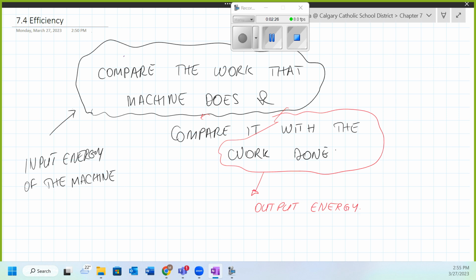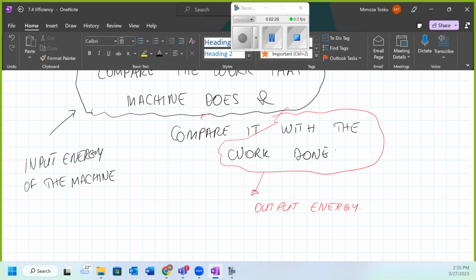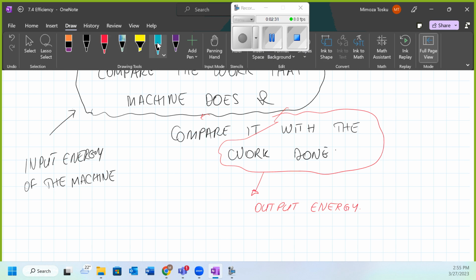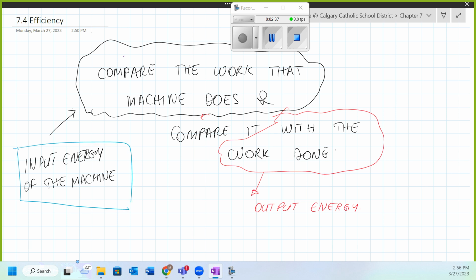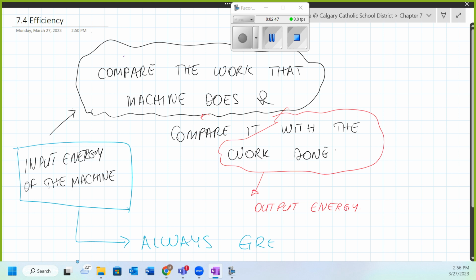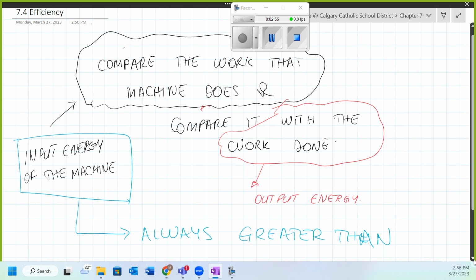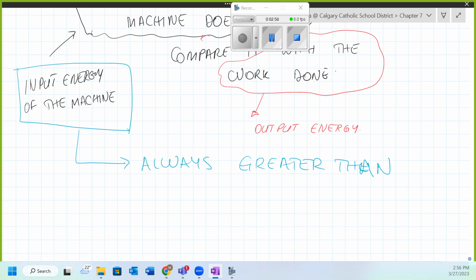Keep in mind some things in regard to efficiency. The input energy, the energy that the machine is putting in, is always greater than the work done on the object.